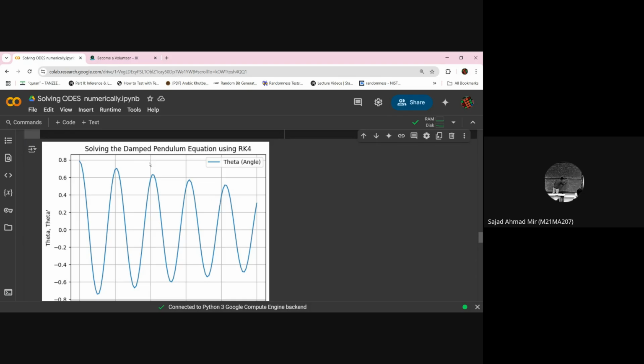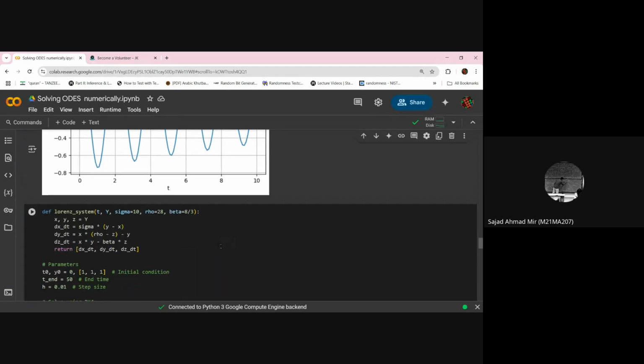So this is the decaying solution you are getting for the pendulum. This is called a damped system. The system now has the drag. This is the solution you are expected to get, and we are getting it with the RK4 method. This is giving you the decaying solution.